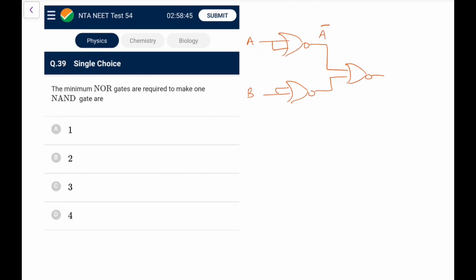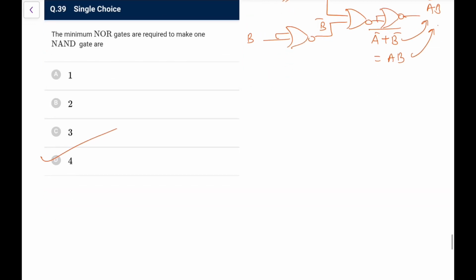So what we get here is A bar, and here B bar. And because it's a NOR gate, what I'll get here is the whole bar of A bar plus B bar, and this whole bar of A bar plus B bar gives you AB. Now to get NAND, you need an inverter, and to an inverter simply give both inputs like this. This would be the reverse of that. So reverse of that means AB bar. So here we can see the number of gates we need is 4. So 4 gates are required.